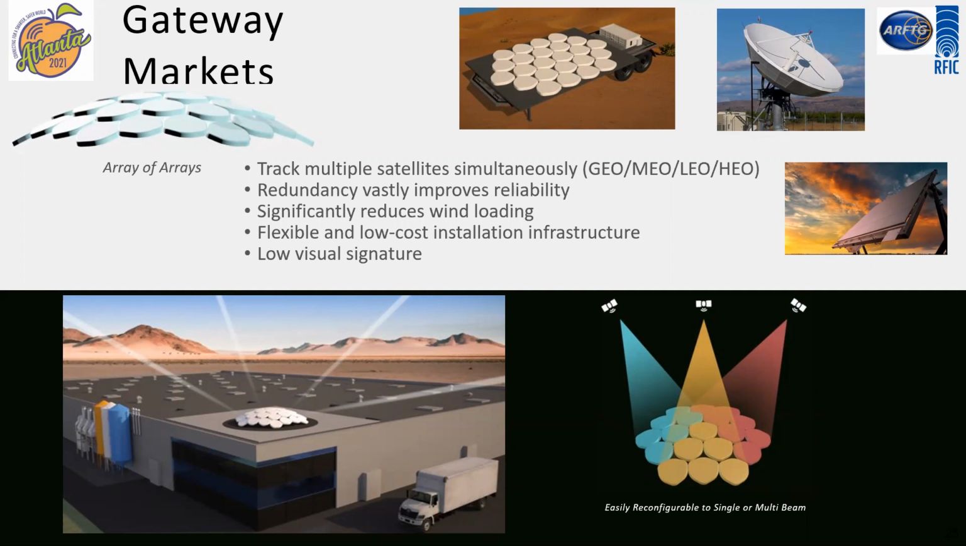gateway system, where you can use one unified system to replace many parabolic dishes, perhaps 2 dishes or 4 dishes or even 8 dishes, and in a much lower profile, lower wind loading condition. So this has many advantages, and there's a lot of movement in this market currently.